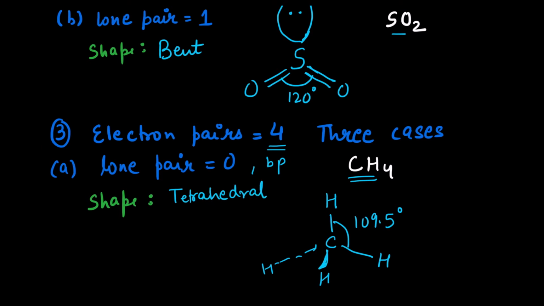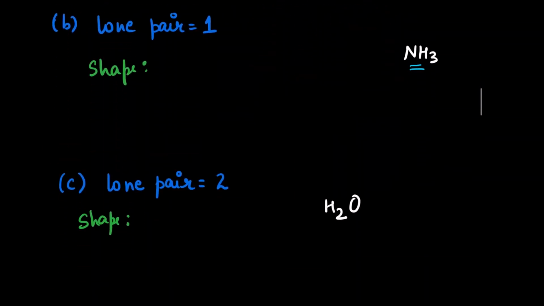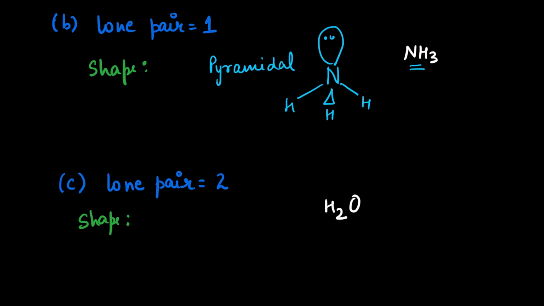Let's look into the case where one bond pair is now replaced by a lone pair. For instance, the example is ammonia. When a bond pair is replaced by the lone pair, the shape changes and it is pyramidal. Having one lone pair and 3 bond pairs, to minimize this repulsion, the shape changes towards pyramidal. It's actually a trigonal pyramidal structure. And in order to have this minimum repulsion, the angle also lowers down to 107 degrees.